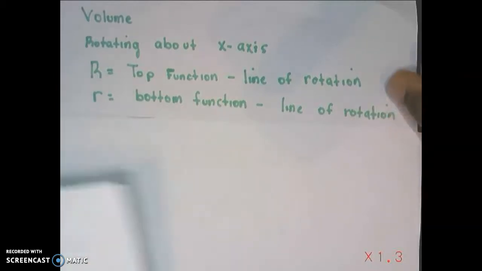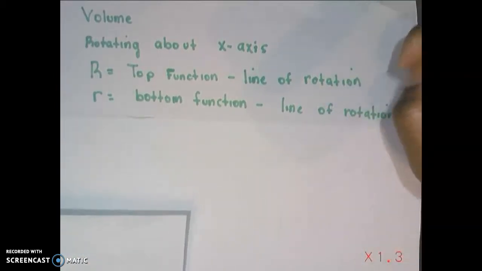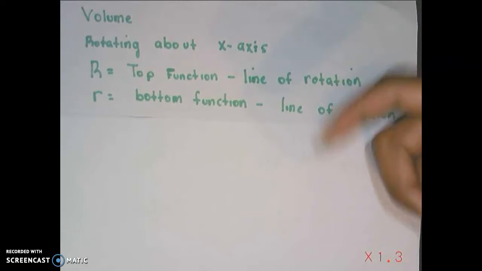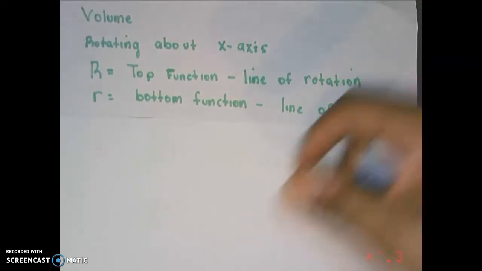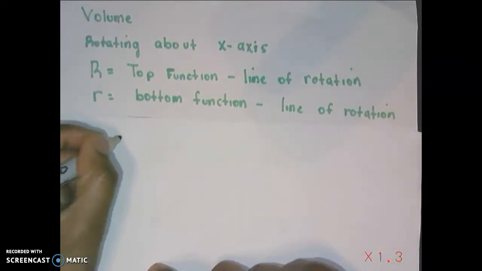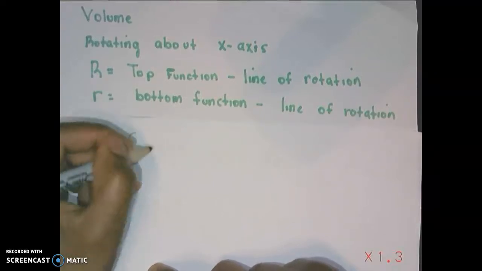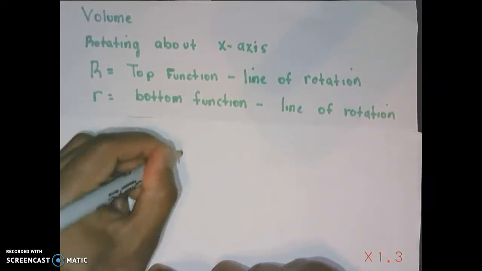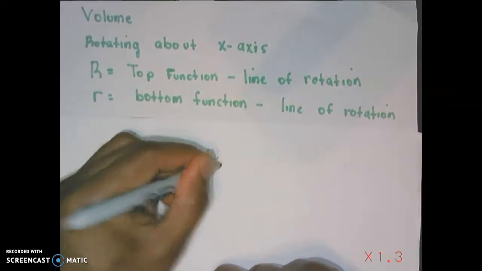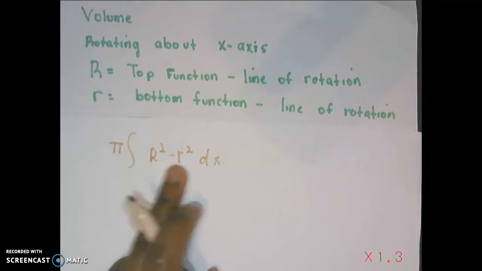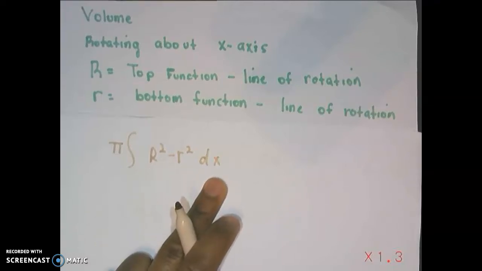So this is called the washer method. A lot of this I'm not going to say in the video just for time's sake, and some of this is just a refresher. But this is the washer method, where you have the integration of pi times capital R squared minus lowercase r squared, dx or dy, depending on how you're rotating. Since we're rotating about a horizontal line, it's going to be dx. If we were rotating about a vertical line, it would be dy.